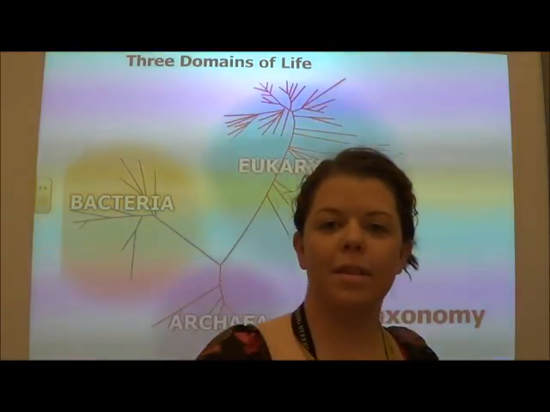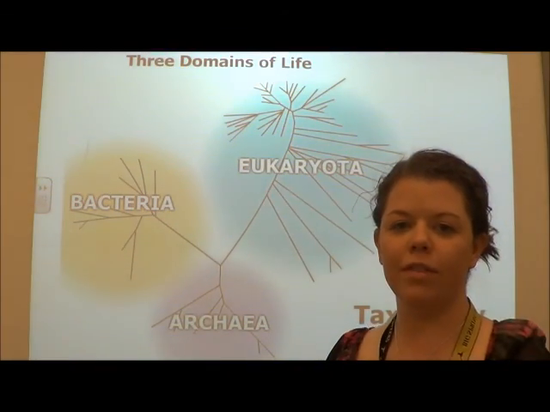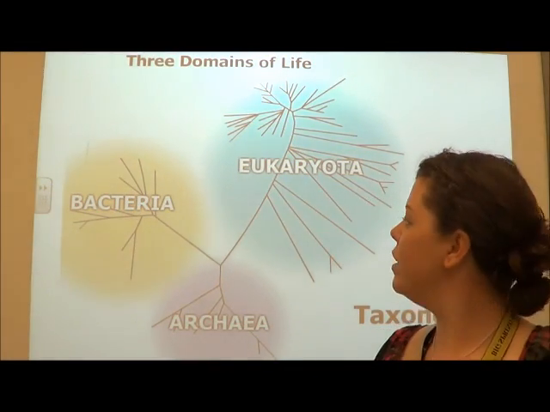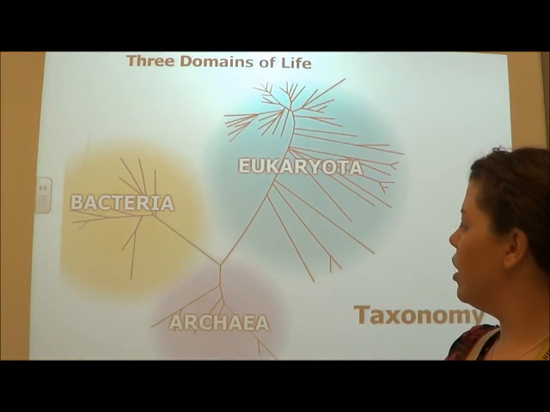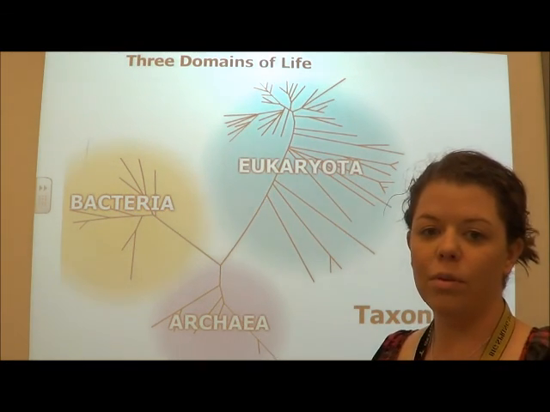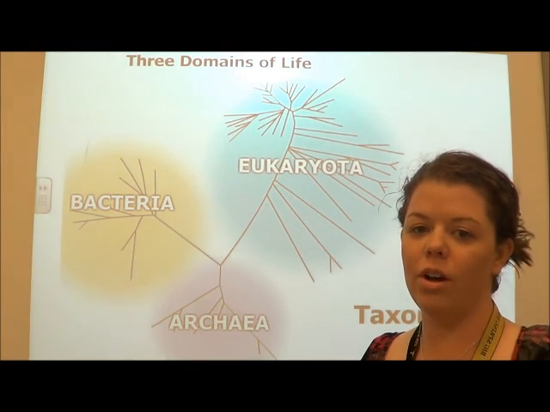Okay guys, so it's pretty simple. They basically put them in one of three categories. So hopefully you can see this. We got bacteria, we got eukaryotes, or we got archaea. That's it. One of three categories is all we have.